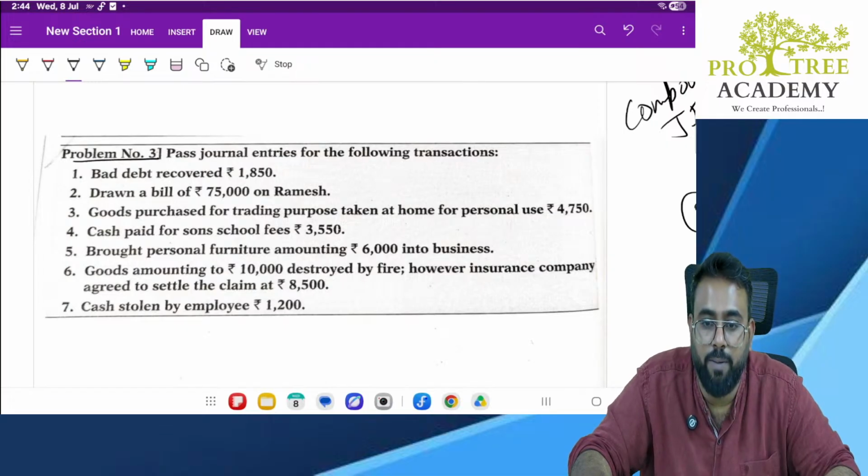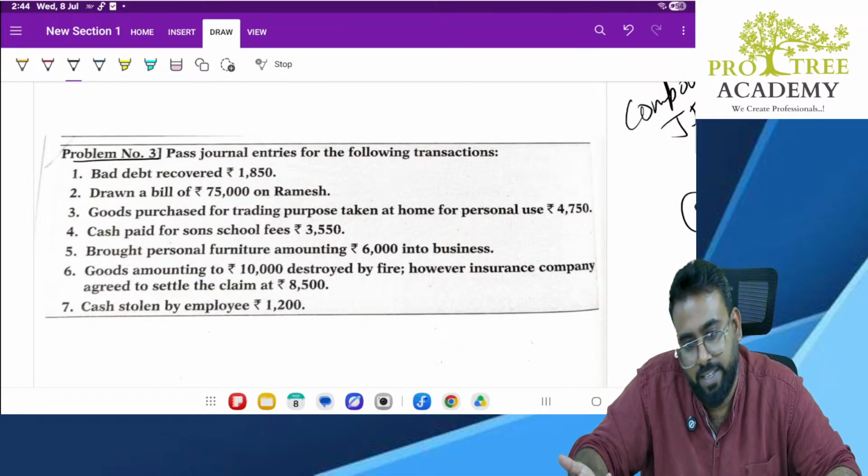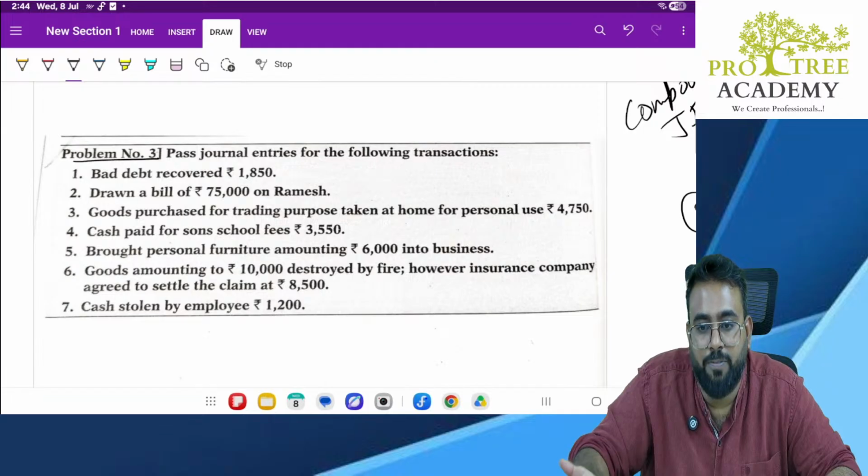Seventh one, cash stolen by employee. Cash theft account debit. Embezzlement account debit. Usually cash theft is called cash embezzlement.